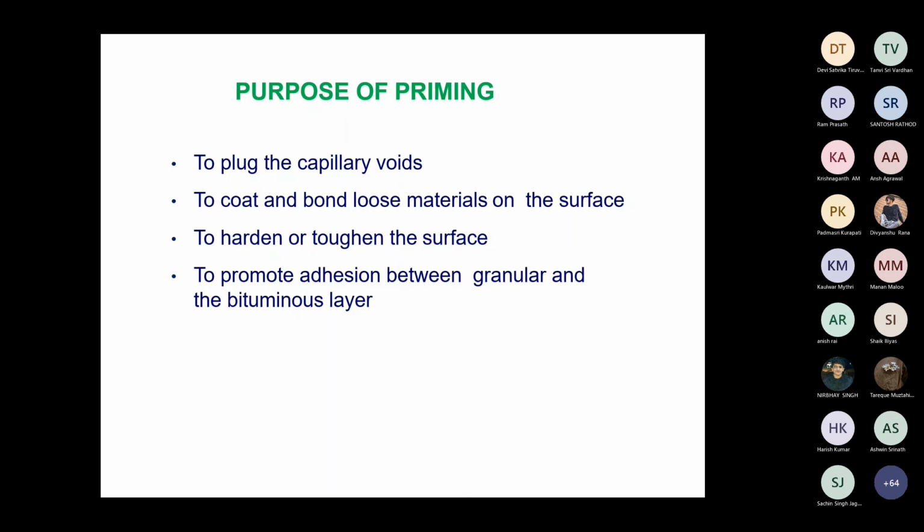So the purpose of the prime coat: one is to plug the capillary voids in the base course. You're providing this between the base course and the bituminous layer. Then next, it bonds the loose materials on the base course, because the base course has loose or granular material, so this will bond these materials properly. Next, to harden or toughen the surface, and to promote adhesion between the granular and the bituminous layers.